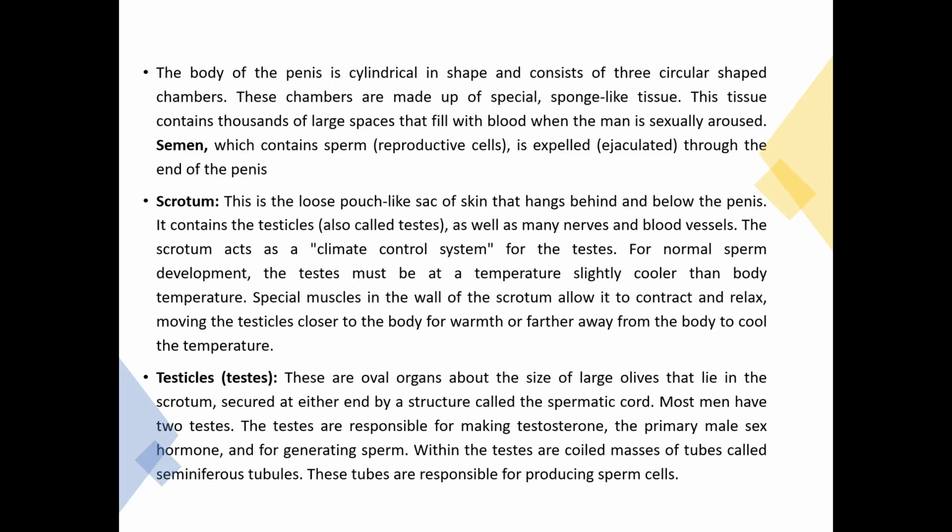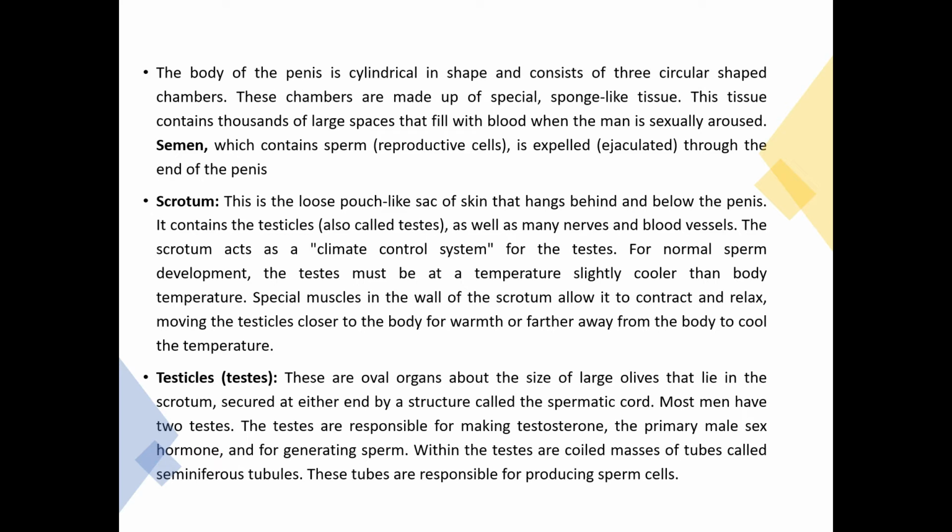The second part is the scrotum. This is the loose pouch-like sack of skin that hangs behind and below the penis. It contains the testicles, also called testes, as well as many nerves and blood vessels. The scrotum acts as a climate control system for the testes for normal sperm development. The testes must be at a temperature slightly cooler than body temperature. Special muscles in the wall of the scrotum allow it to contract and relax, moving the testicle closer to the body for warmth or farther away from the body to cool the temperature.